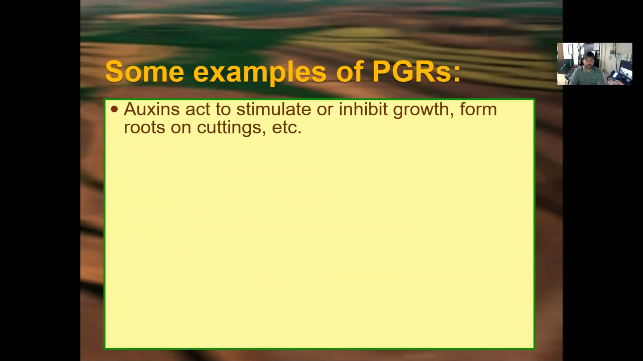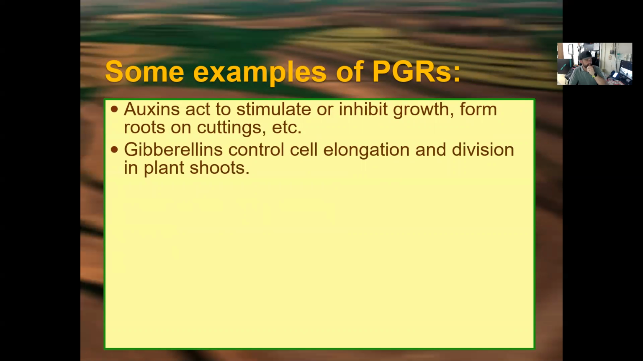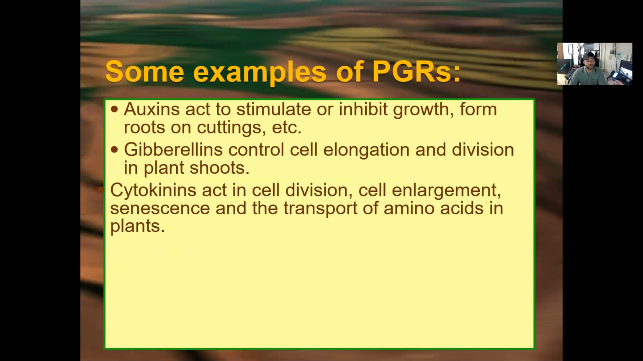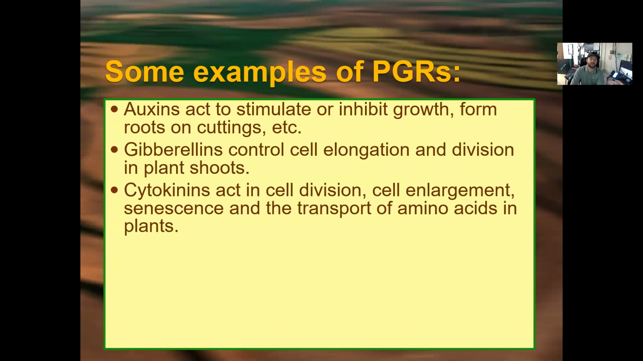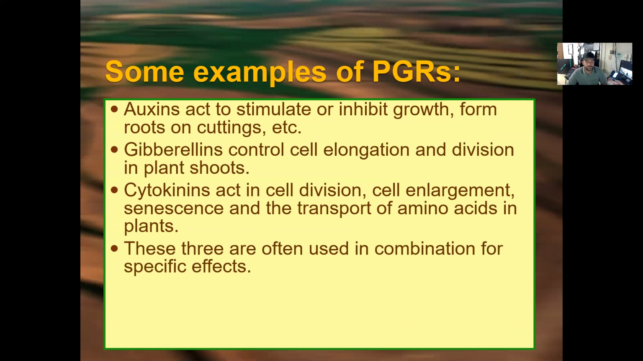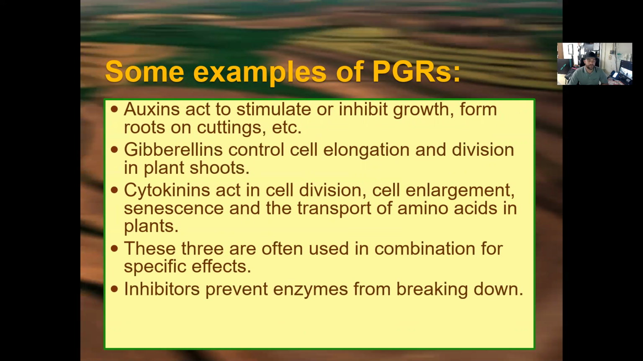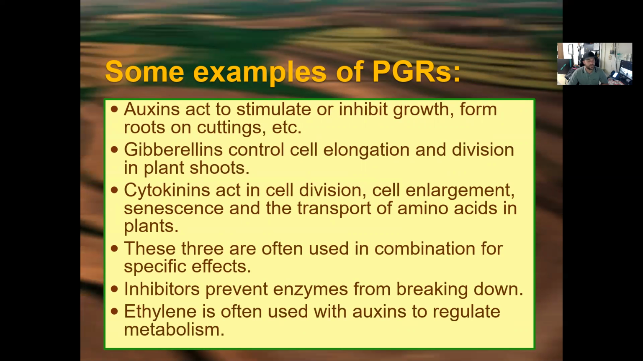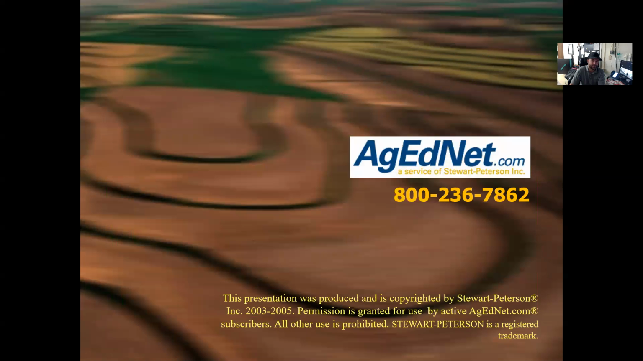Auxins act to stimulate or inhibit growth, form roots on cuttings, etc. Gibberellins control cell elongation and division in plant shoots. Cytokinins act in cell division, cell enlargement, sustenance, and the transport of amino acids in plants. These three are often used in combination for specific effects. Inhibitors prevent enzymes from breaking down, and ethylene is often used with auxins to regulate metabolism.